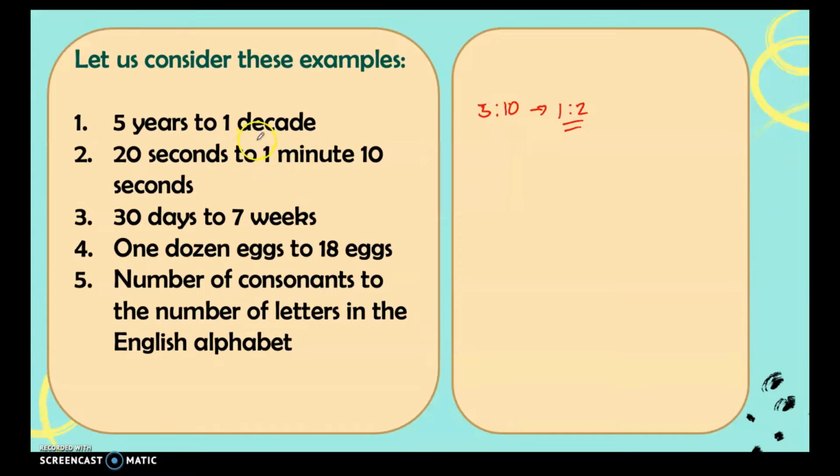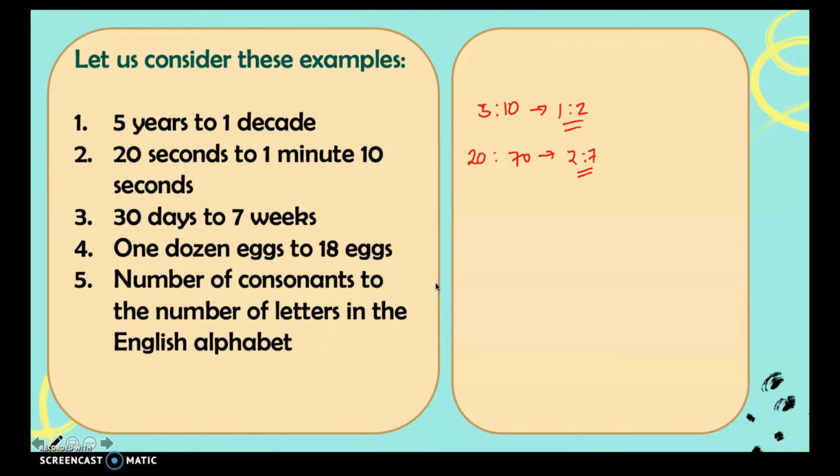Since 10 years is equal to 1 decade, we can just write 5 years is to 10 years, then our final answer is 1 is to 2. Next, we have 20 seconds to 1 minute, 10 seconds. So this 1 minute, we need to convert into seconds. It's easier for us if we are to convert this minutes to seconds. So this is 20 is to, for 1 minute, it's 60 seconds plus another 10 seconds. So this is 70. And when we get the final answer, we have 2 is to 7.